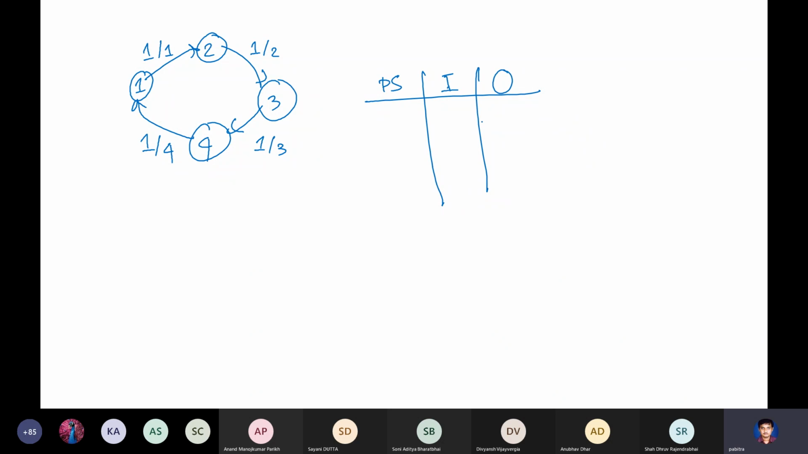So present state and input. Can you write down the output function? If the present state is 1 and the input is 1, what is the output? 1. Present state is 2, input is 1, output is 2. Present state is 3, input is 1, output is 3. Present state is 4, input is 1, output is 4.